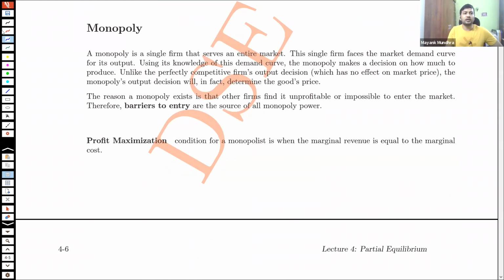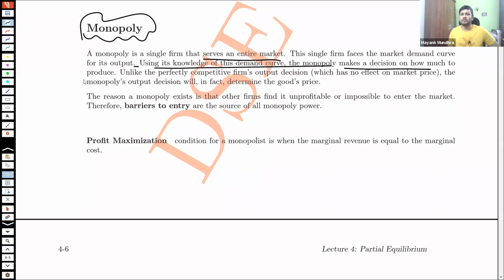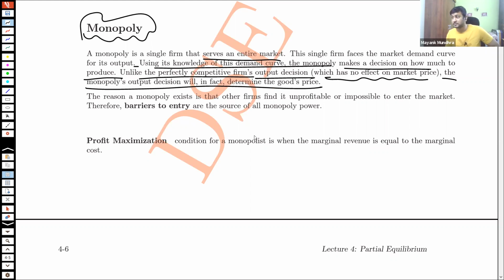Interesting topic. Let's start the next topic, that is monopoly. A monopoly is a single firm that serves an entire market. A single firm faces the market demand curve for its output. Using its knowledge of the demand curve, the monopoly makes a decision on how much to produce. Unlike the perfectly competitive firm's output decision, which has no effect on market price, the monopoly's output decision will in fact determine the good's price.